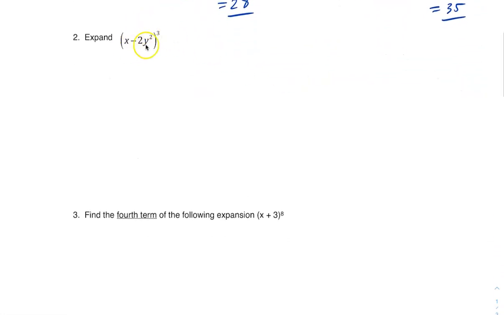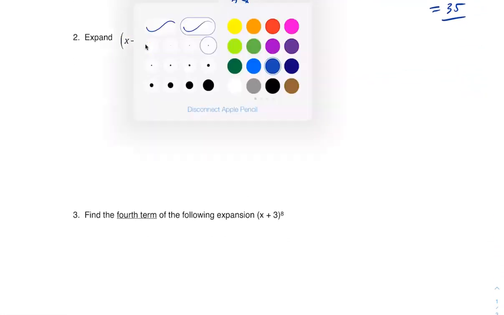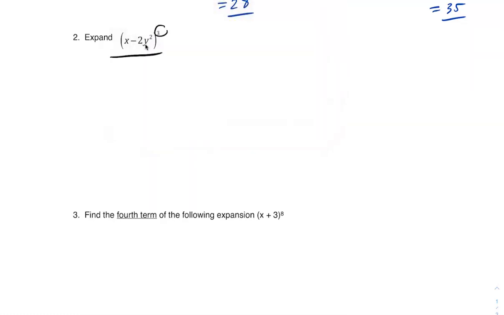I want you to expand this one all the way, so we're going to expand this one fully. Remember the way we do that? We take the top number here, and we go 3 over 0, and then we do the first term and then the second term, and we keep on going. 3 over 1, and then first term, second term.